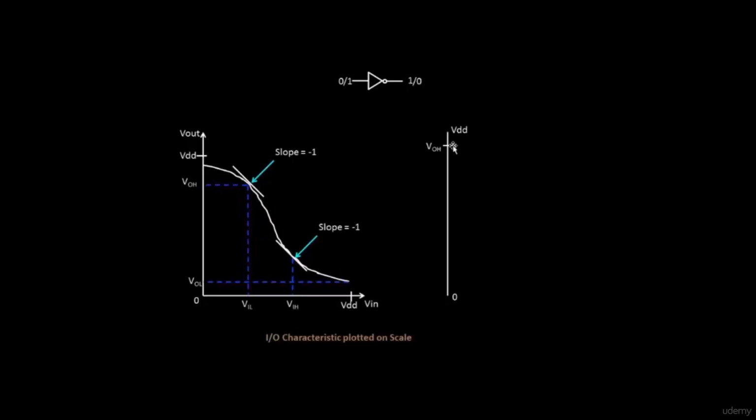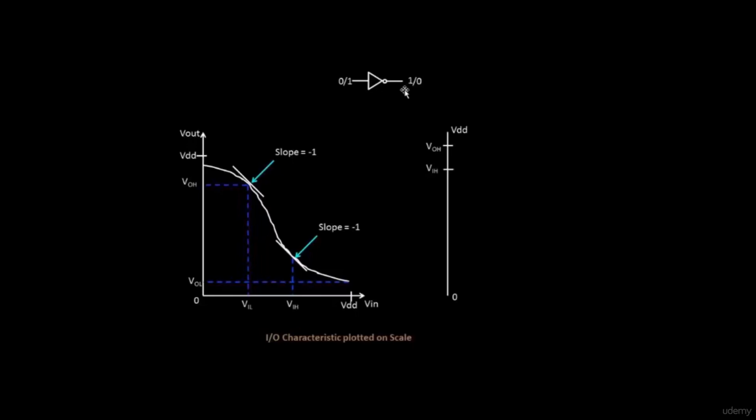VOH lies somewhere over here, and after VOH you have the next highest value, which is VIH. Okay, so let's plot the VIH over here. Next we have some area over here which is undefined, where there are no voltage levels. And then the next voltage level that we have is directly the VIL. And again, why the VIL and not VOL? Because VOL will be lying somewhere in this area.